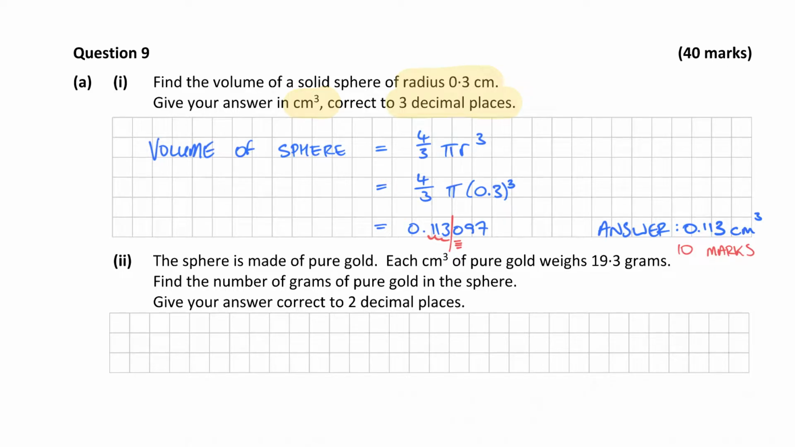So part 2. The sphere is made of pure gold. Each centimetre cubed of pure gold weighs 19.3 grams. Find the number of grams of pure gold in the sphere. Give your answer correct to 2 decimal places. That's a very straightforward one. All we need to do is take our 0.113, which is the volume of the sphere, and multiply it by 19.3.